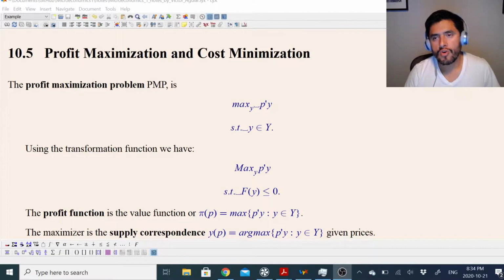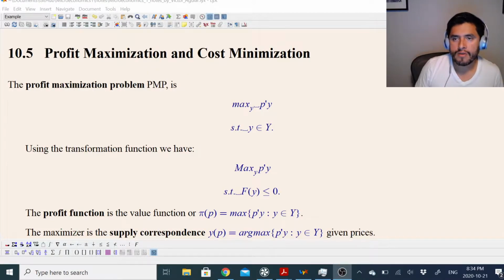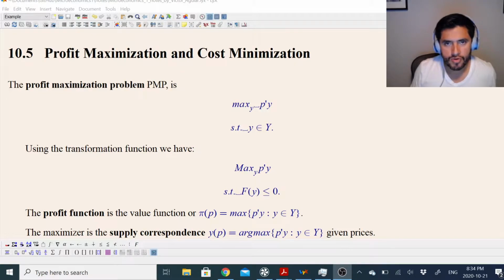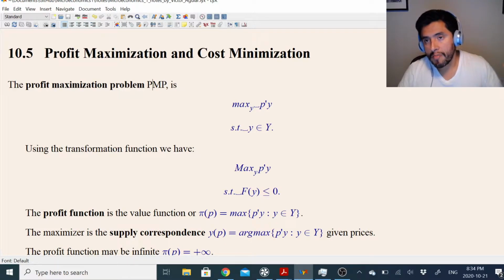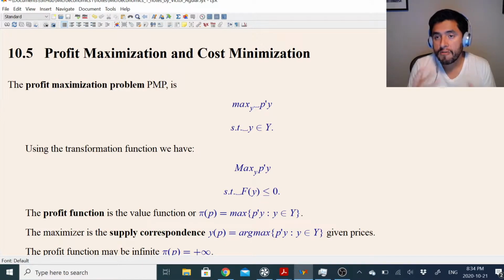Hi guys, so this is the second part of today's chapter 10, theory of the firm, with the profit maximization problem and cost minimization. So in the end, we introduced this production set, which is our primitive. This is analogous to the preferences. Then what do we do with preferences in the consumer chapter? We maximize them subject to a budget. Here we want to maximize profit subject to the production set.